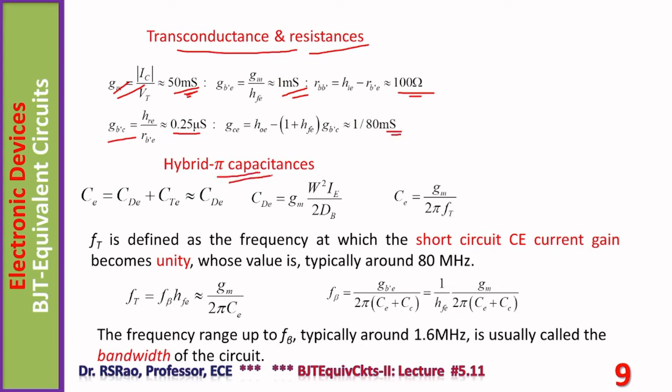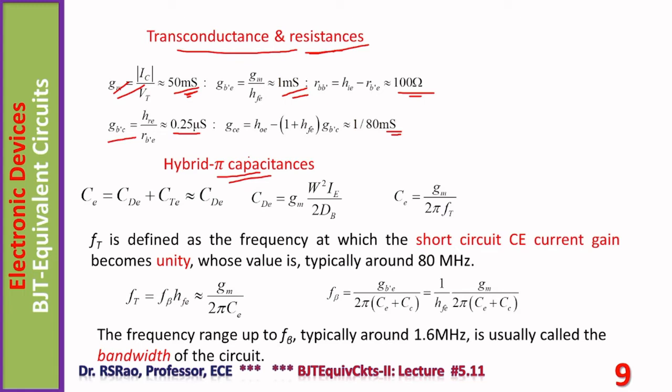Hybrid pi capacitances. So far, our discussion is about transconductance and other resistances that are there in the equivalent circuit. In addition to these elements, there exist two capacitances also in the circuit.